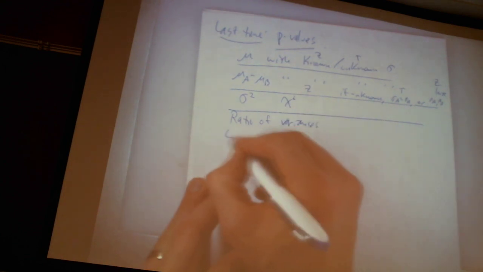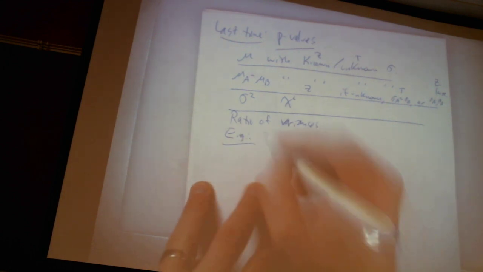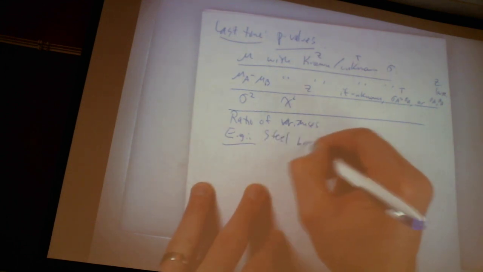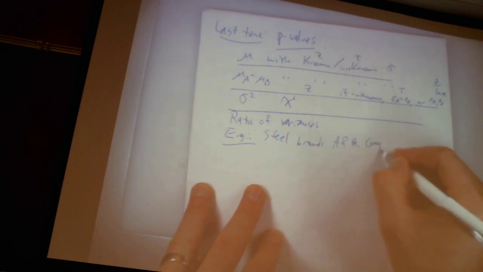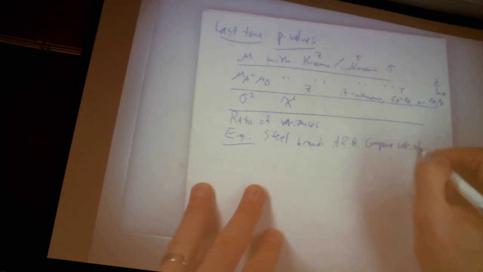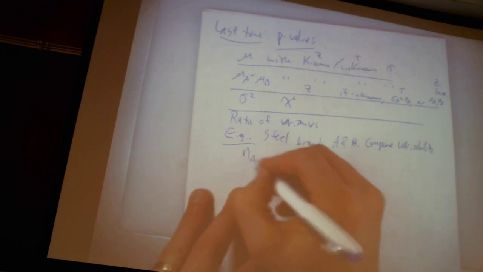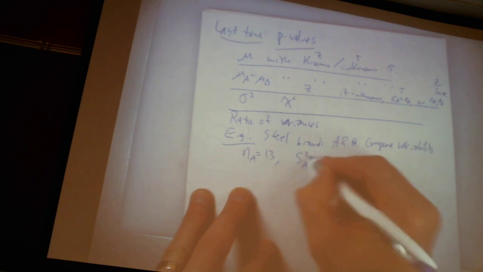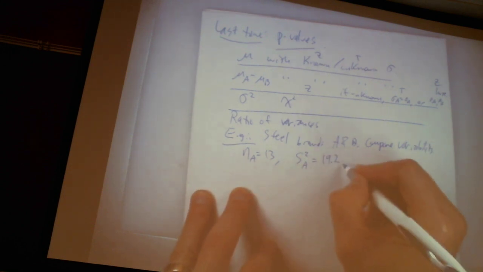So let me give you an example. Let's compare the variability. So we have steel brands A and B. Let's compare the variability of the two. So what do I mean by that? Let's sample, we're going to sample how many? 13 of the first one. We observed a standard deviation, a sample variance rather, of 19.2.